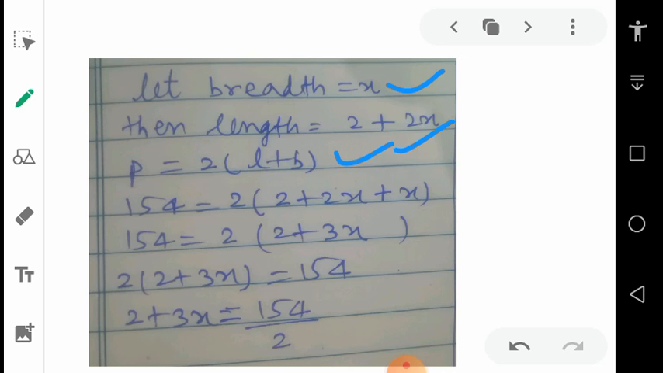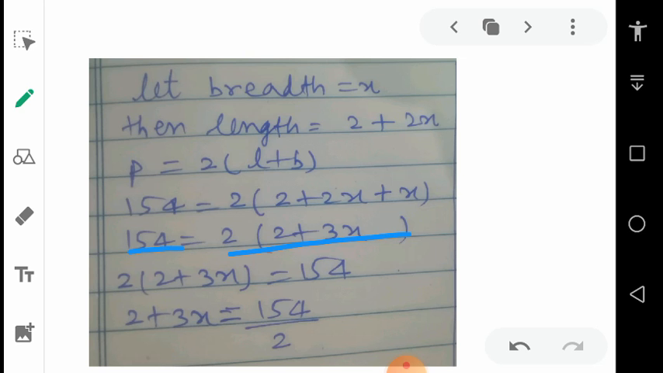L is length, B is breadth. Substitute the values. P is 154 as given in the question. 2 then (L plus B). Here L is 2 plus 2x, and B is x. Finally, by adding the like terms, 2x plus x becomes 3x, and in the bracket we have 2 plus 3x.